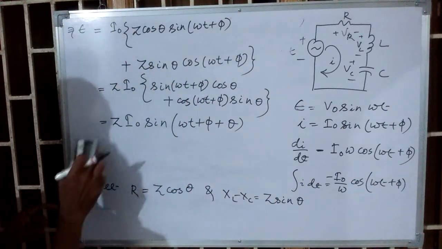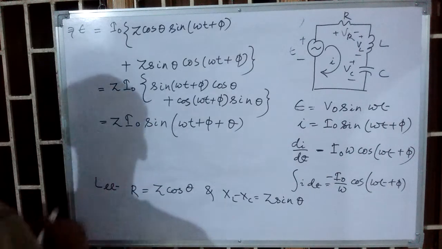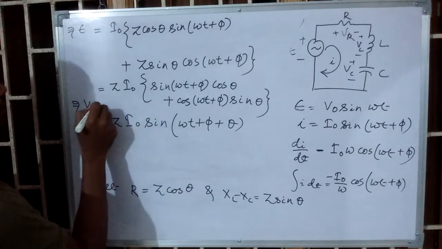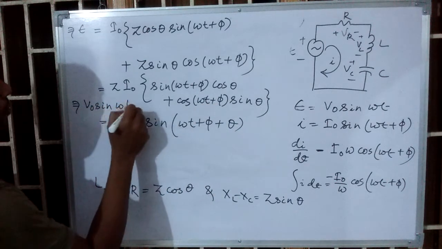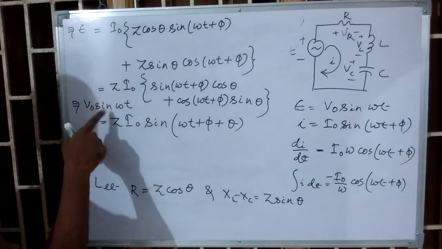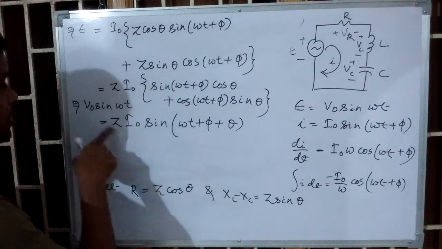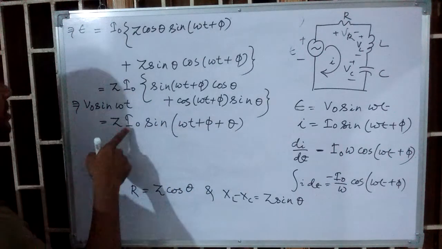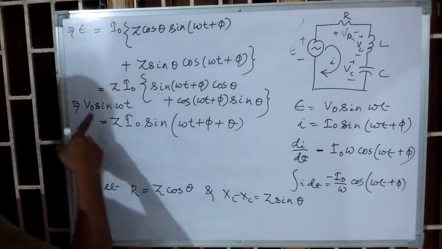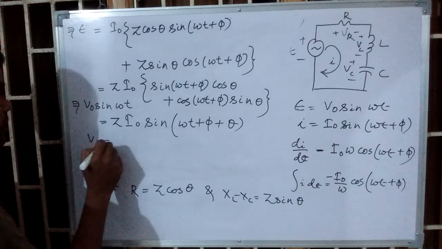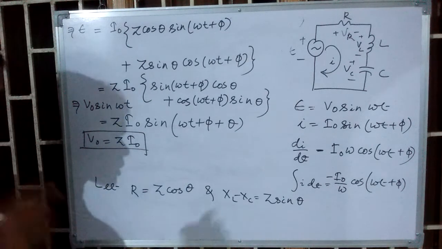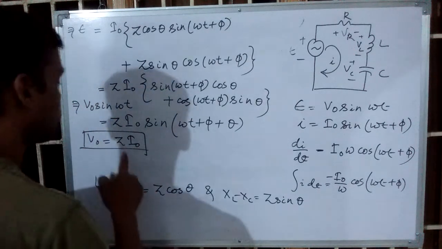So on the left side I will write epsilon is V naught sin omega t. Okay. Now compare the sides. On both sides sine function is there, amplitude is there and phase is there. That means left amplitude is equal to right amplitude, left phase is equal to right phase. What is left amplitude? That is V naught is equal to Z I naught. This is outcome number 1. We don't know what the value of Z is.